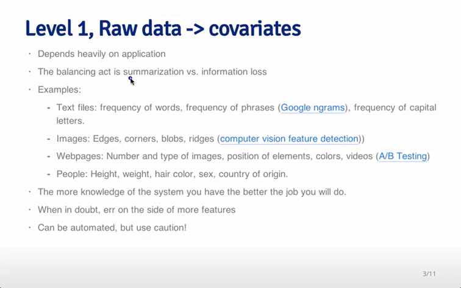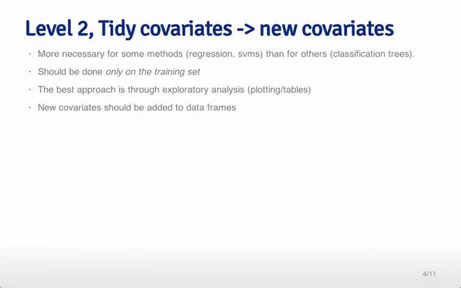So there's this balance between summarization and information loss, and in general, it's better to err on the side of creating more features. You lose less information and then filter some of those features out during your model building process. This can all be automated, and it has been automated in various ways, but you generally have to use a lot of caution with that approach, because sometimes a particular feature will be very useful in the training set that you've created, but won't be very useful in a new set of data, a test set. It won't generalize well.